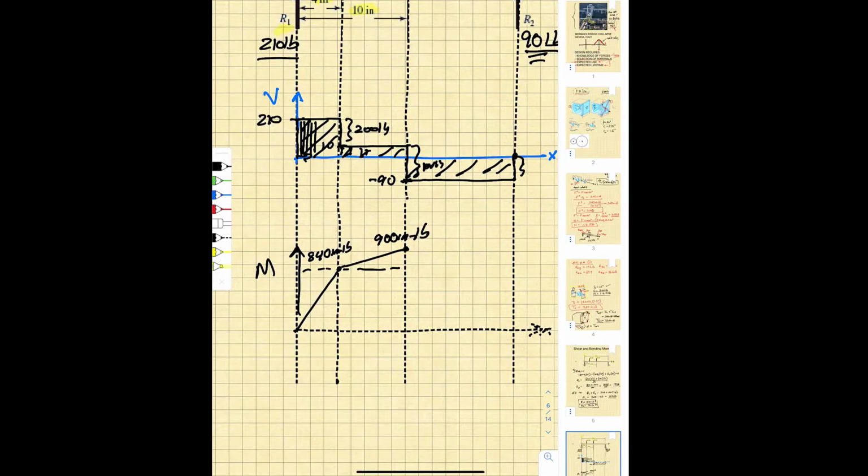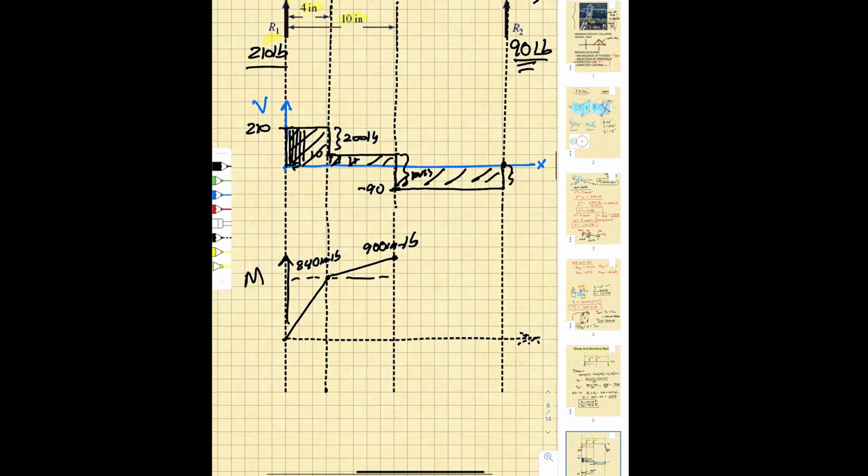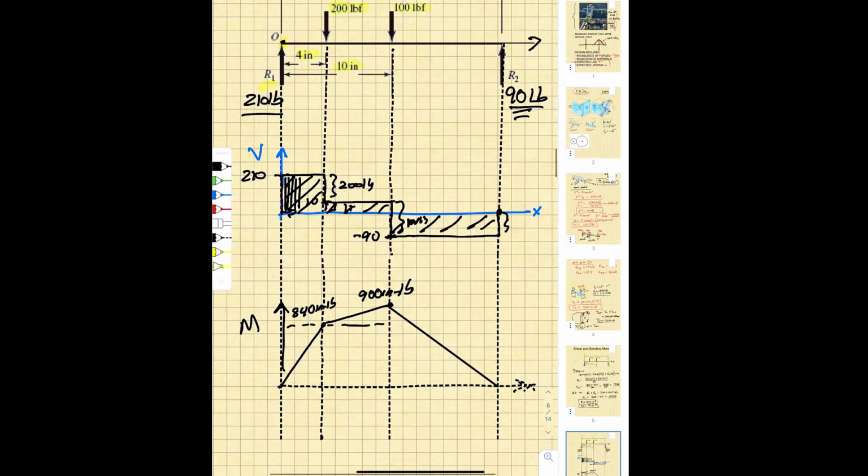And then we're going to start subtracting area as we move to the end of the beam, which is going to look like that. And we could calculate that. What we would do is we have another 10 inches in here. We have a 90-pound magnitude. We're subtracting 90 times 10, 900 inch-pounds. So sure enough, we go from 900 inch-pounds down to 0, and it has to go to 0 because there's no moment applied to the end of the beam.